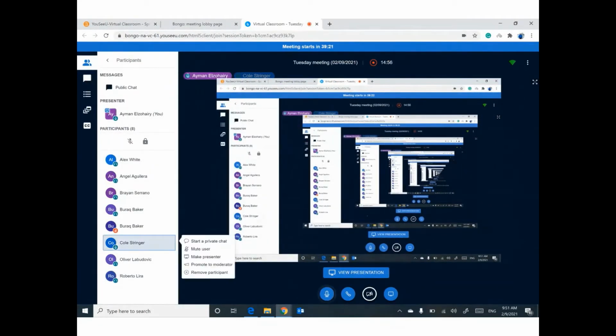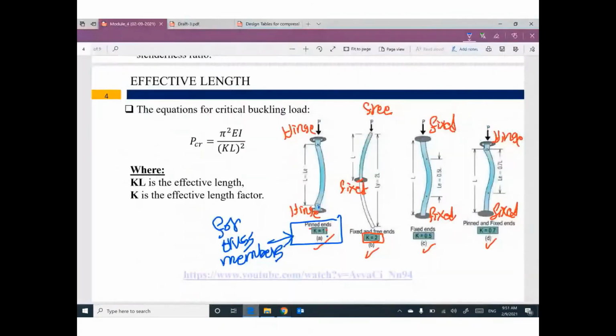Cooley, what are you doing? My signal's really bad, so it keeps kicking me out, and then when I log back in, it makes my mic come back on. Okay, got you.